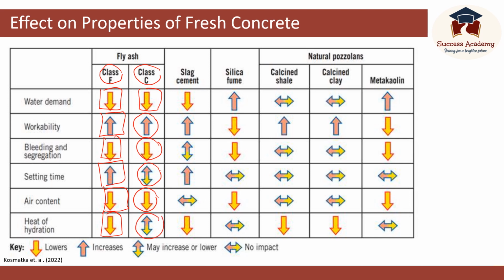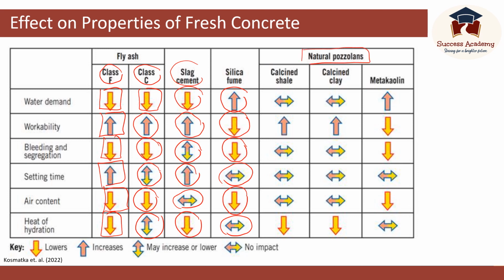When you look at the slag cement, it reduces the water demand, it increases the workability, it increases or lowers the bleeding and segregation, it increases the setting time, it has no effect on air content, it decreases the heat of hydration. Silica fume increases the water demand, decreases the workability, decreases the bleeding and segregation, has no effect on setting time, decreases the air content and has no effect on heat of hydration. Now let's look at some natural pozzolans.